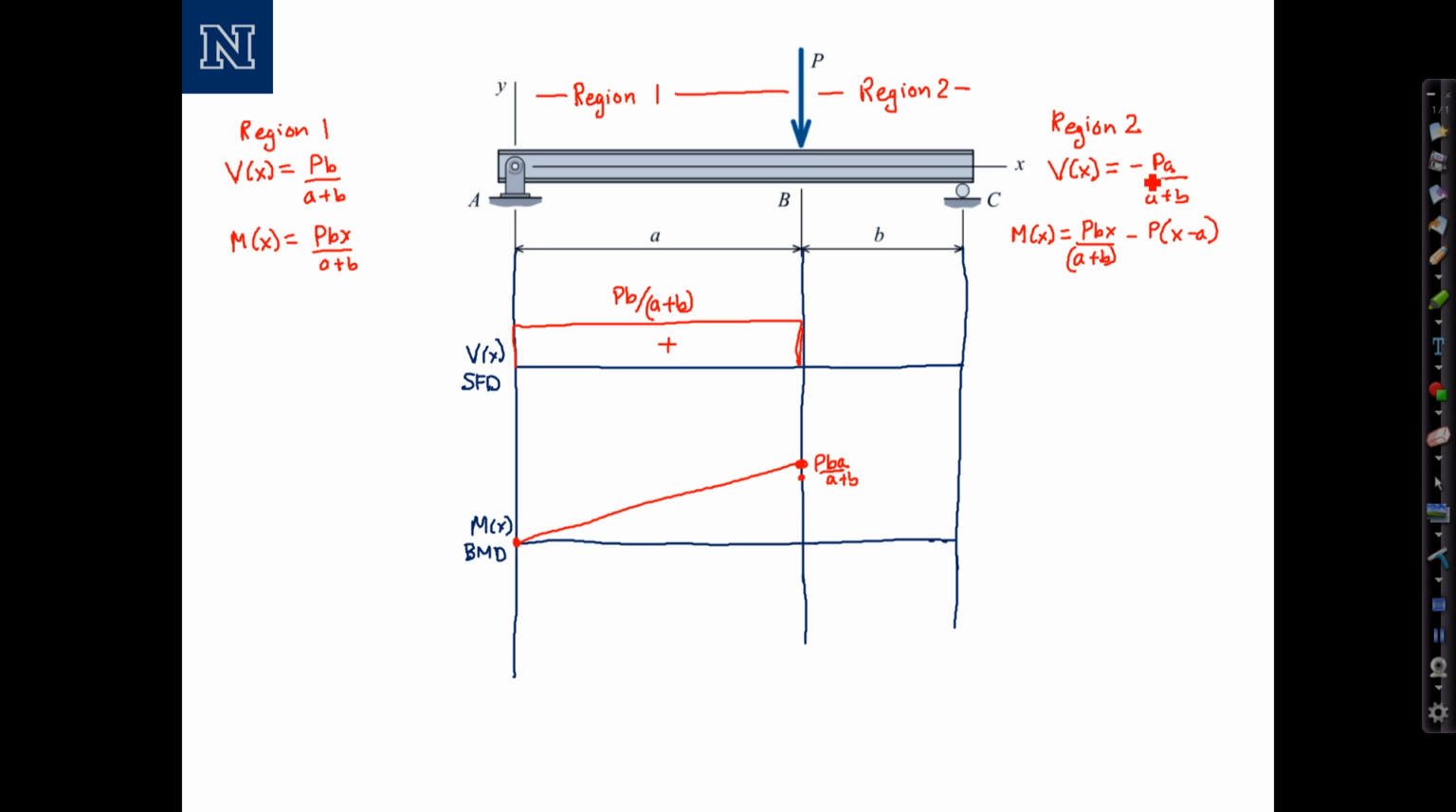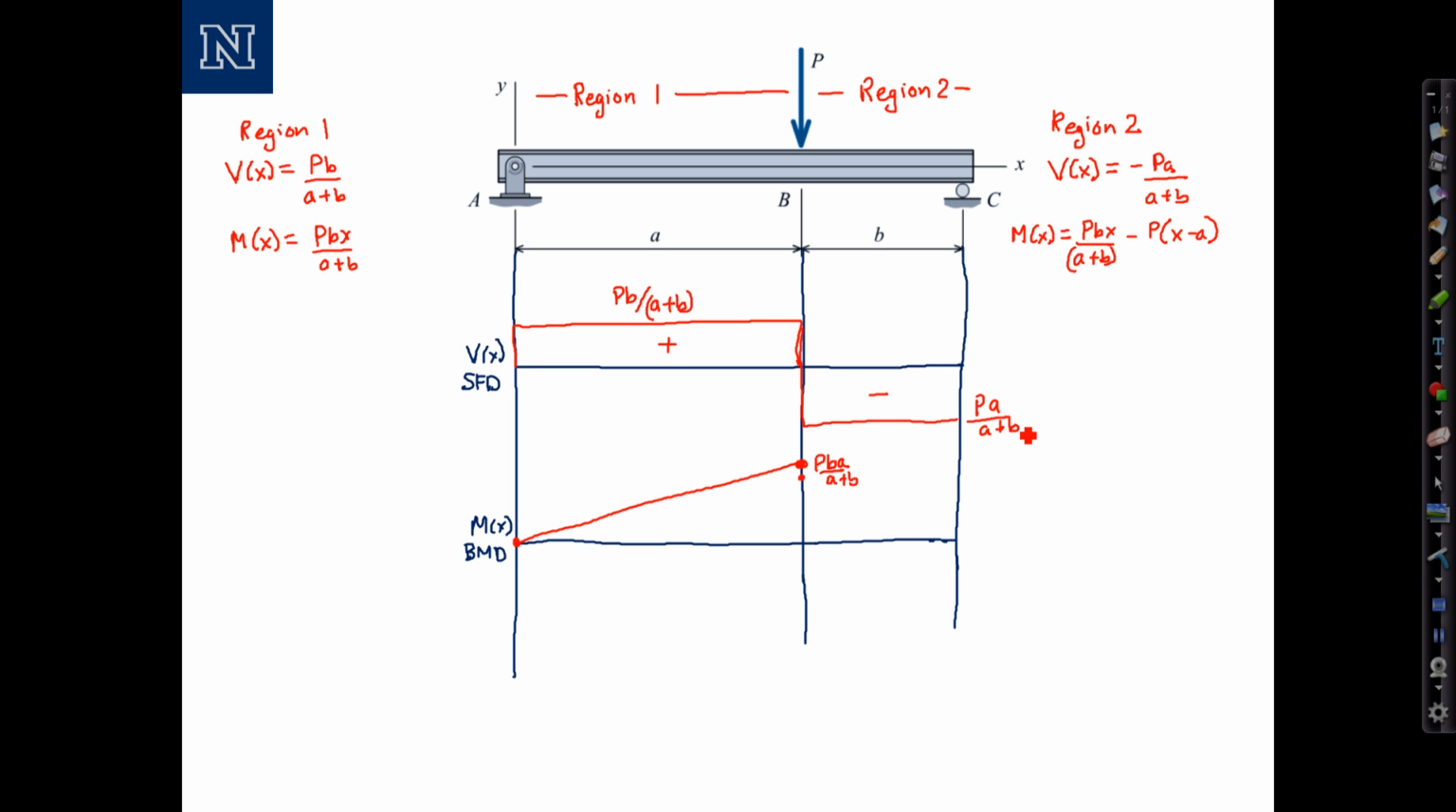In region 2, the shear function is also a constant value, and it's negative. So I'm going to drop down. I know that a is larger than b, so I want this to drop down a little bit further. It is negative and equal to Pa over a plus b.